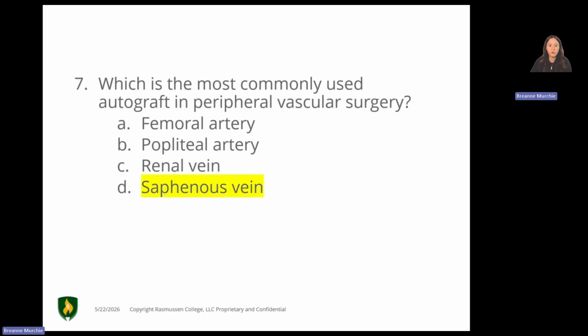Number 7, which is the most commonly used autograft in peripheral vascular surgery? Without question, this is the greater saphenous vein. That is the most common one by a long shot.